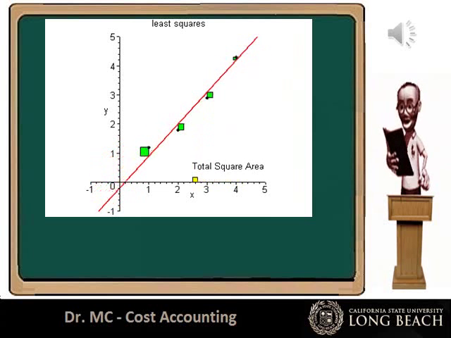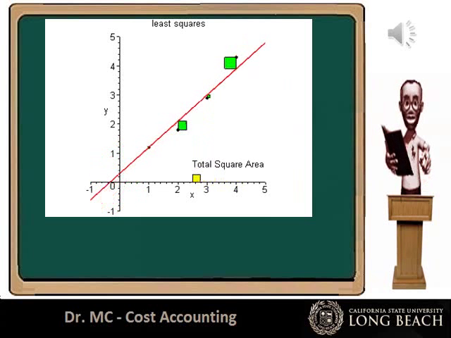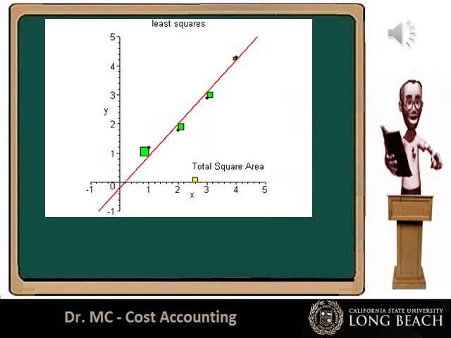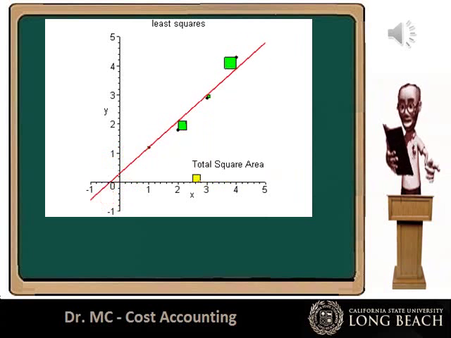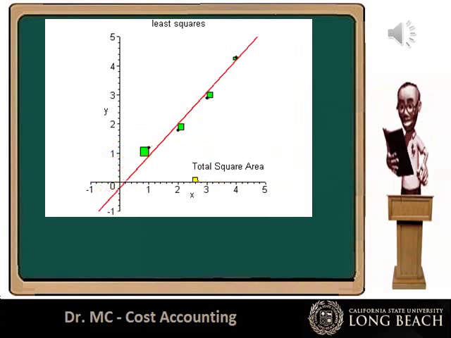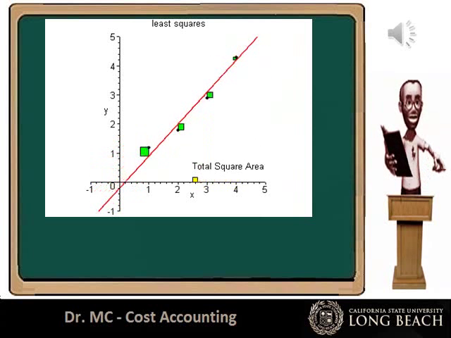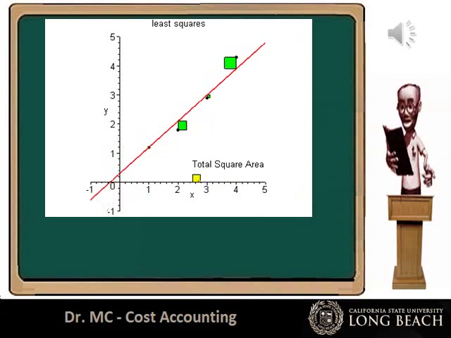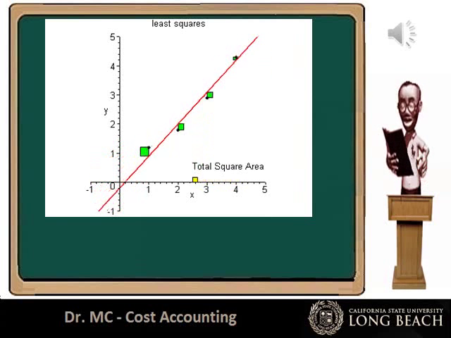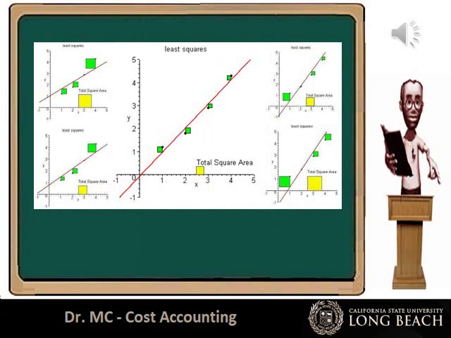The green square is the error amount squared. The changing yellow box is the sum of all of the green boxes, or the total squared errors. The computer finds the line that produces the lowest sum of the squared errors. The line in the center figure produces the lowest sum of these squared distances, and that is the cost function that the OLS regression would generate.